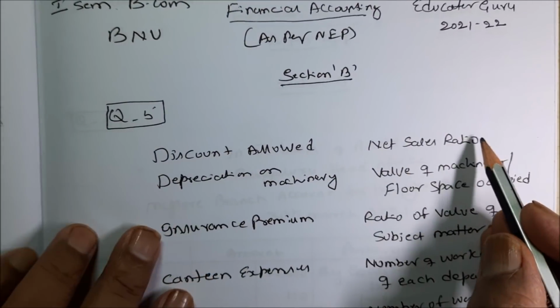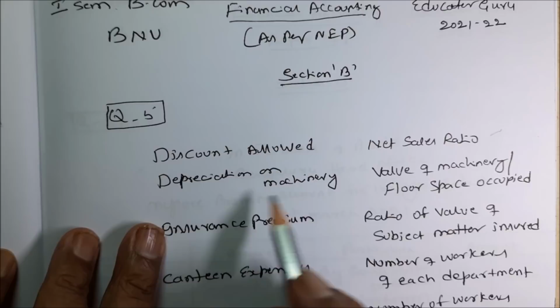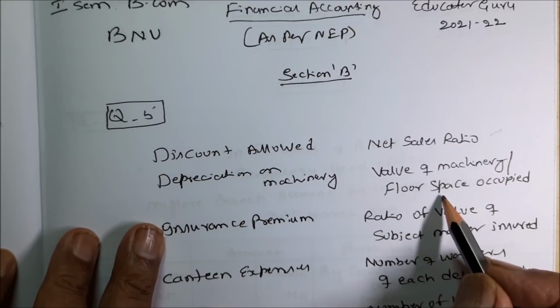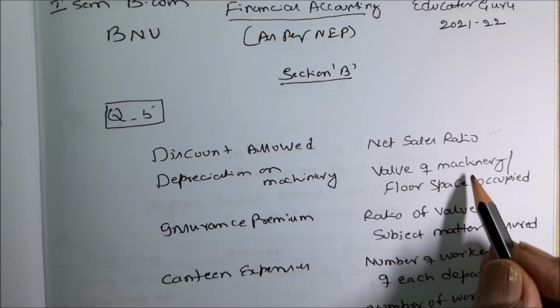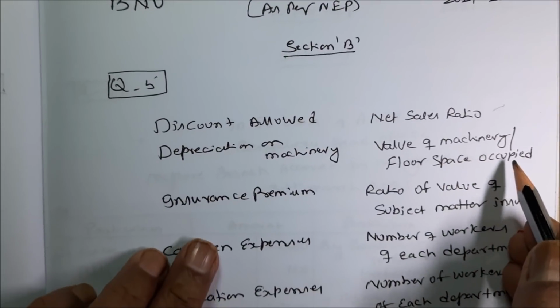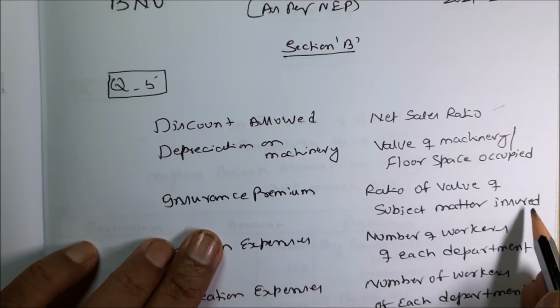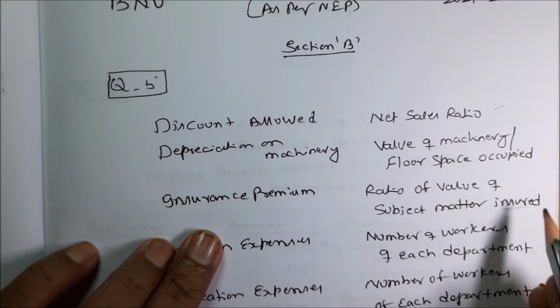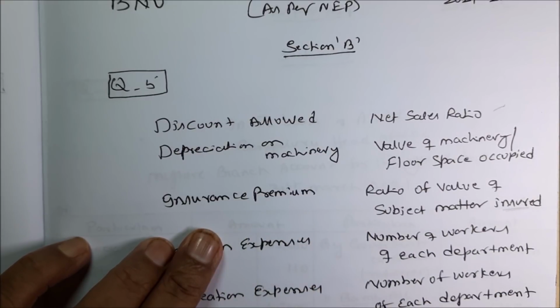Discount allowed, always it is on what actually? Net sales ratio. Depreciation machinery, value of machinery or floor space occupied, either on the value of machinery or floor space occupied. Insurance premium, ratio of value of subject matter insured. To the extent that you have insured, on that basis, assuming 1 lakh, 2 lakh, it should be in the ratio of 1:2.